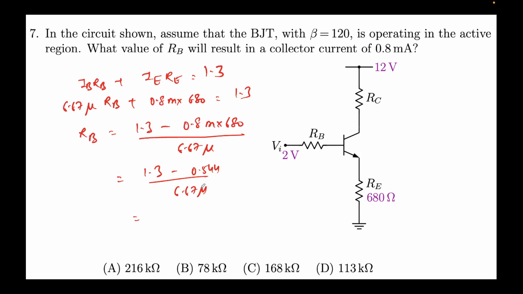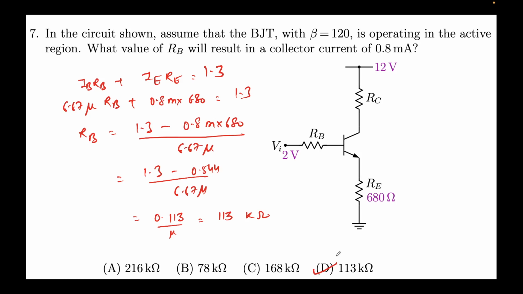6.67. This is coming out to be 0.113, and this is in micro. So this will be 113. Yeah, 113 kilo ohms. It will come out to 113 kilo ohms, which is the option D that we have over here.